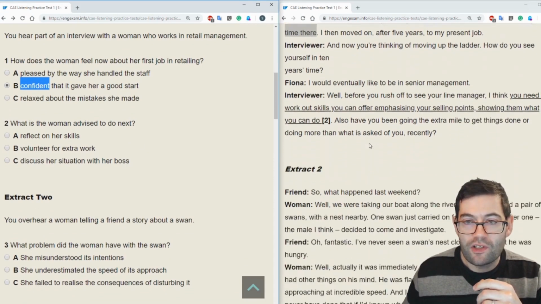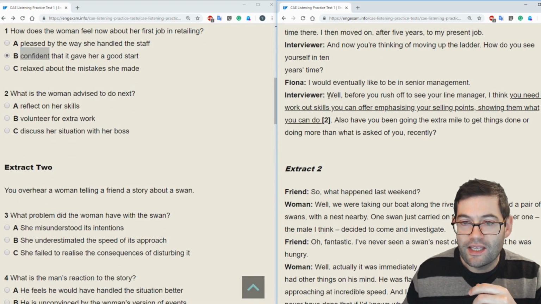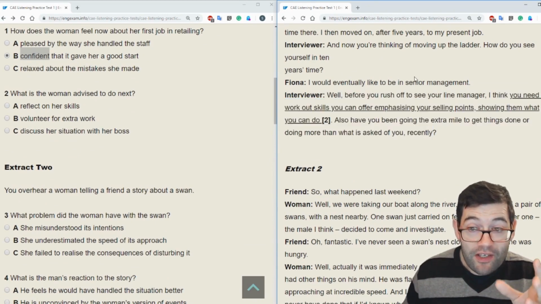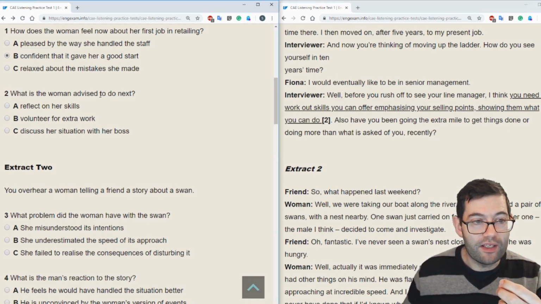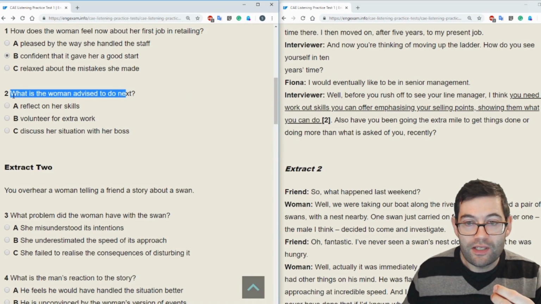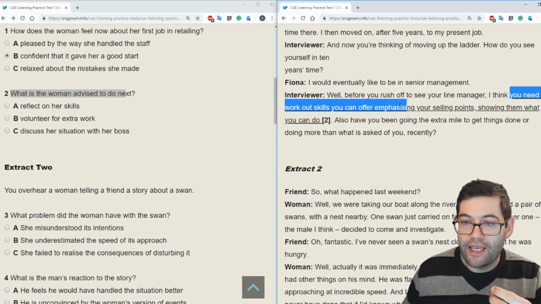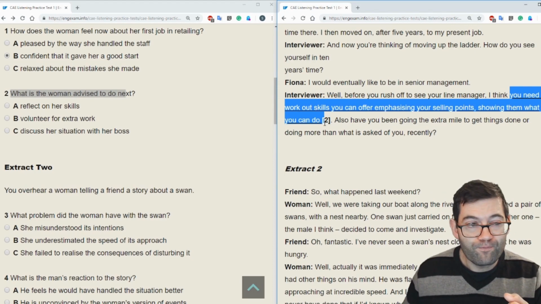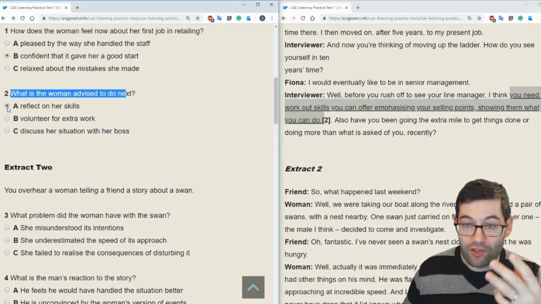For question number 2, if I just scroll this up, what is the woman advised to do next? And we see this in this part of the listening script, and it says she would like to eventually be in senior management. And then the interviewer is giving her some advice, which relates directly to the question. So it says here, I think you need to work out skills you can offer, emphasizing your selling points, showing them what you can do. So this really goes on to A, which is reflect on her skills.